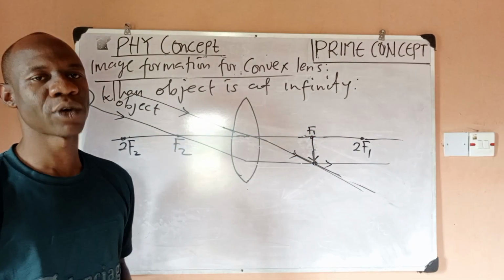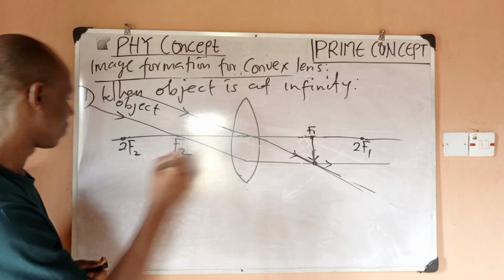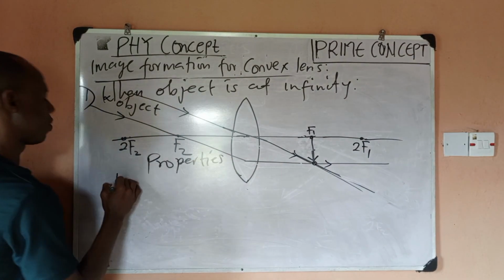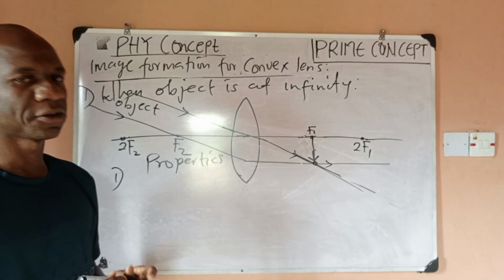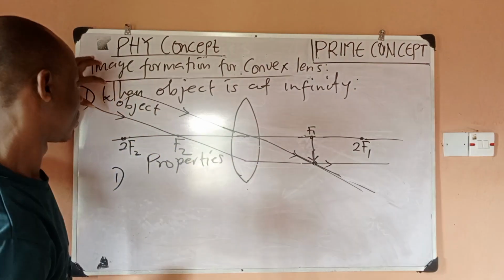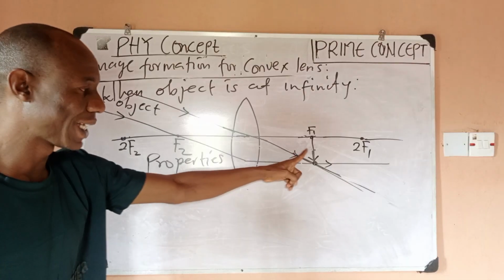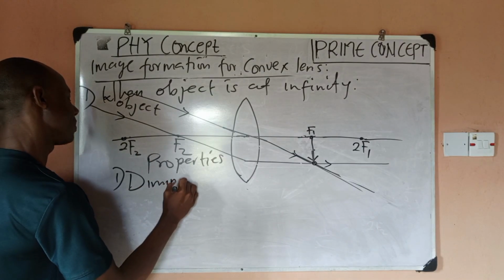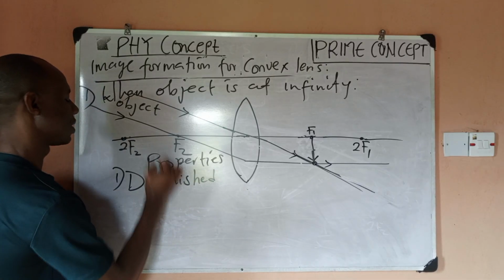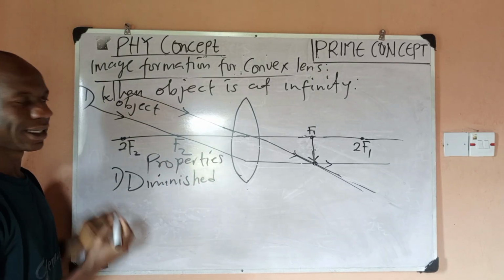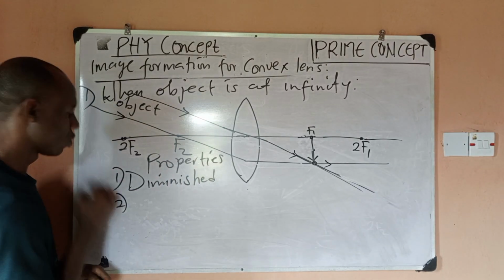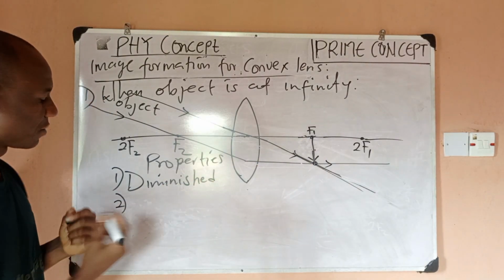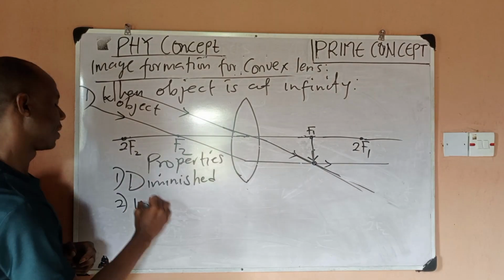So we can outline the properties of this image that is formed. So what are the properties? Number one property of this image that is formed is that, of course, compared to our object, our image is what? Diminished. Our image is diminished, or it is smaller than the object. So number two is that you can obviously see that your image is what? Inverted. So our image is inverted.